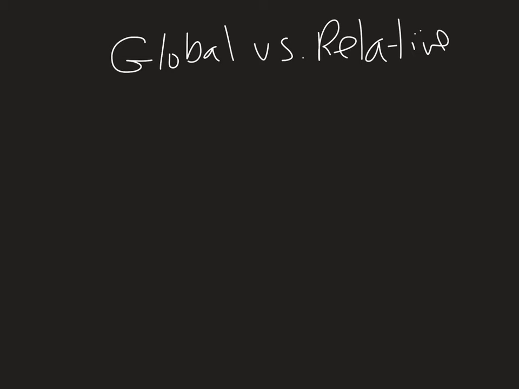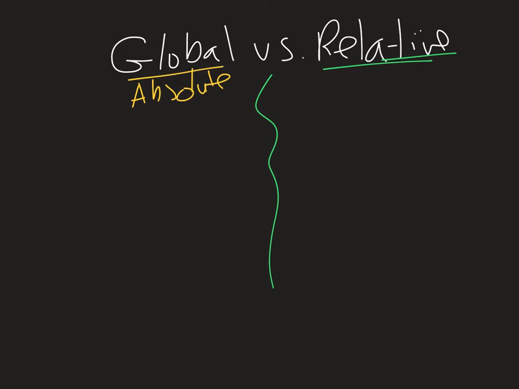So it turns out there's two types of extrema. There's global, or sometimes called absolute, and there's relative. And this one doesn't have another name. So there's a slight difference between the two.